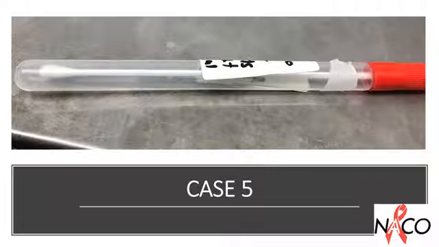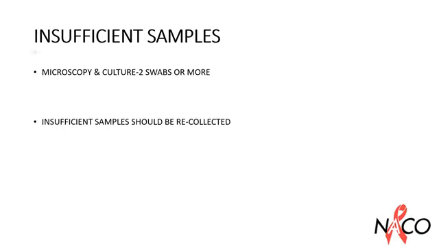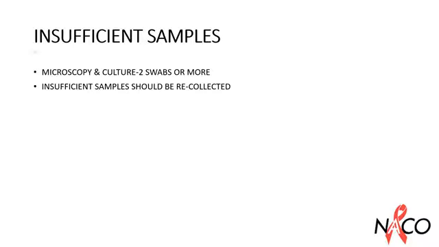Now consider a case where the clinician has requested a throat swab gram stain and culture from the laboratory. The laboratory has received only one swab for the testing. What should be done in this scenario? Whenever microscopy and culture is requested from a swab, always two swabs or more should be collected. All insufficient specimens will need to be recollected and thus conveyed by the laboratory to the physician or the hospital.